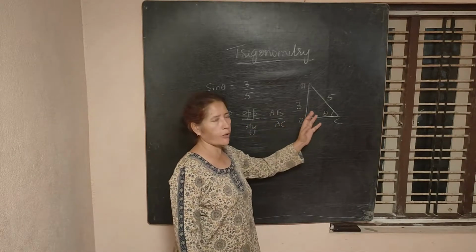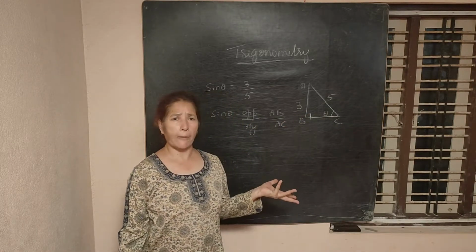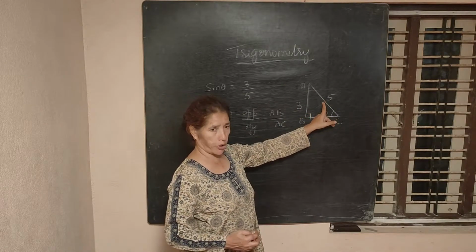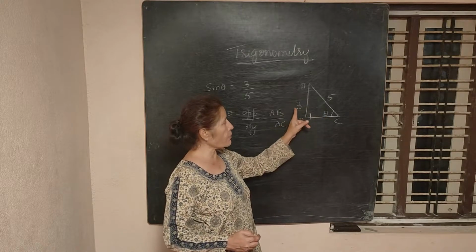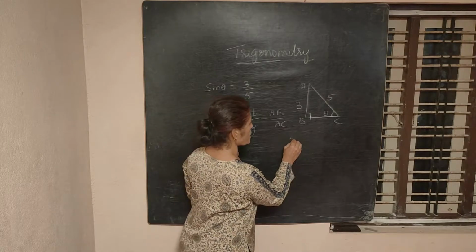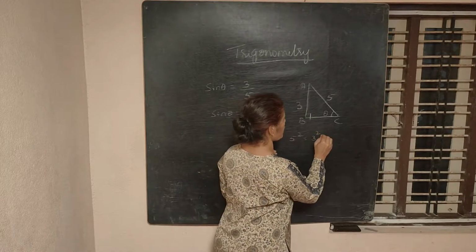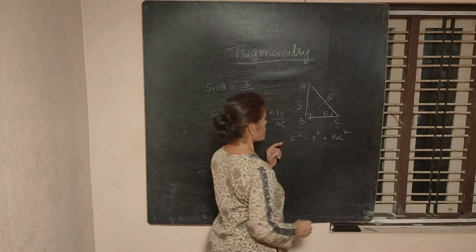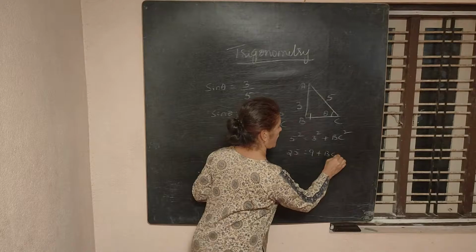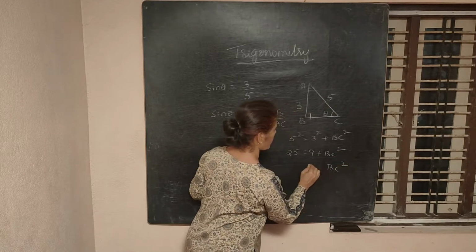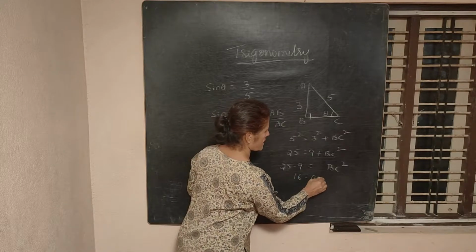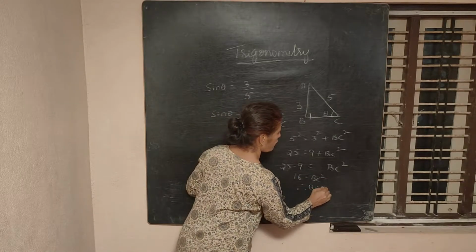Now we can find out the value of BC. How can we find out? Using Pythagoras theorem. What does Pythagoras say? The square of the hypotenuse is equal to the sum of the squares of the other two sides. According to that, 5 square is equal to 3 square plus BC square. So what is 5 square? 25 is equal to 9 plus BC square. So BC square is equal to 25 minus 9. 16 is equal to BC square. Therefore BC is equal to 4.